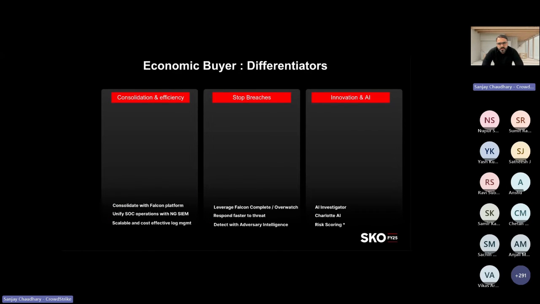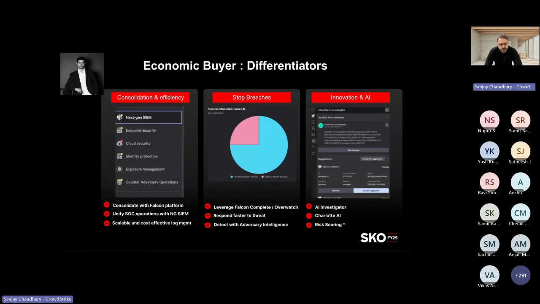Let's jump into the CISOs. Yes, CISOs are responsible for keeping the company safe, but additionally they have agendas around consolidation and efficiency. A lot of CISOs struggle with their security operations team looking at 5 different UIs to figure out endpoint security, firewall, cloud security, and then trying to understand which of these IP addresses, hostnames, and users are the same across these platforms. And this is a big theme for CrowdStrike.